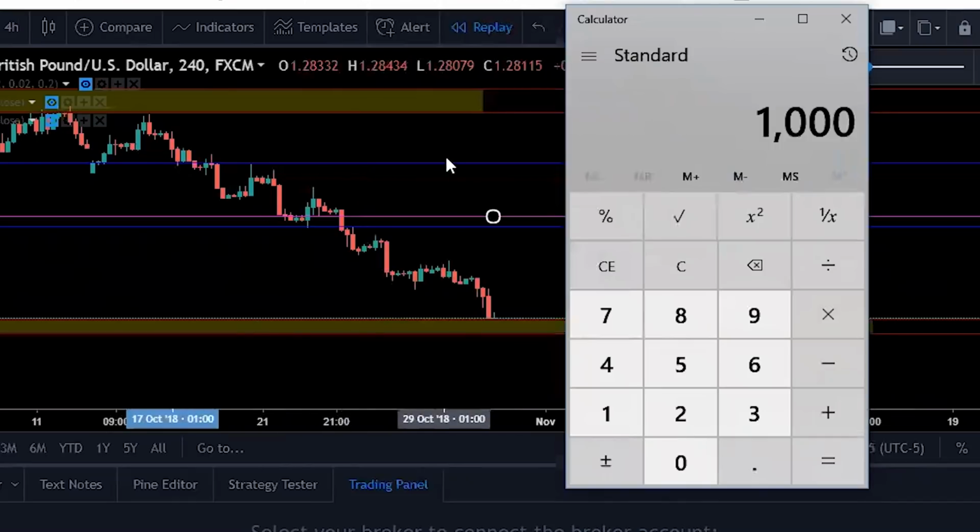So what you do is times 0.05, which is going to give you 50. That's going to show you what 5% is. If you wanted to do 1%, you would do times 0.01, which is a $10 risk. If you want to do 0.02, that gives you a 2% risk.